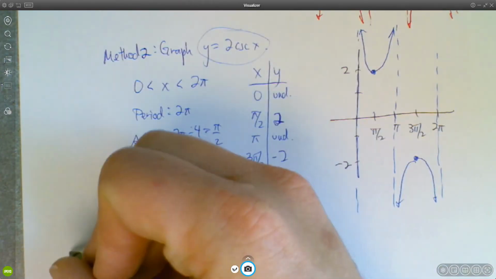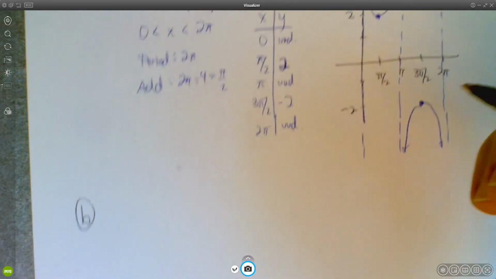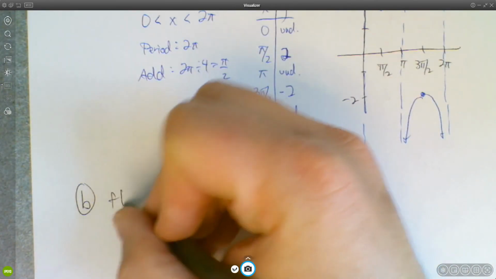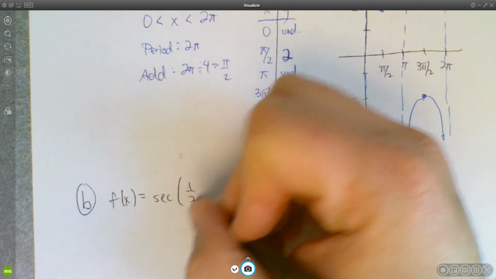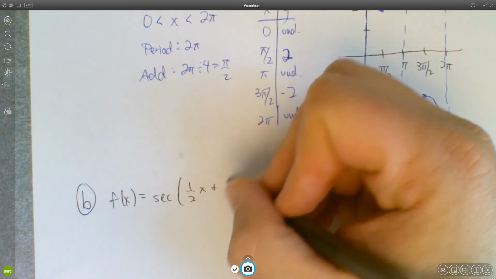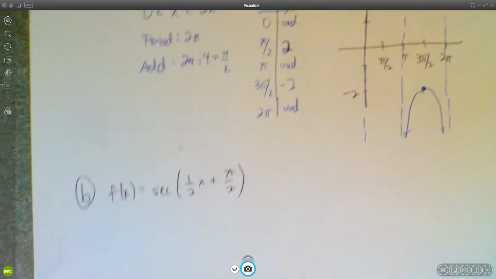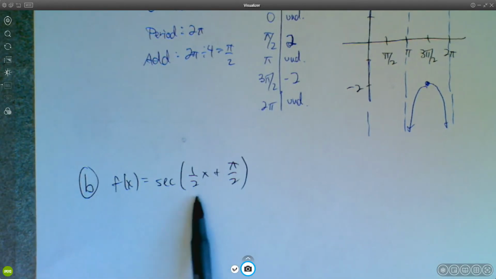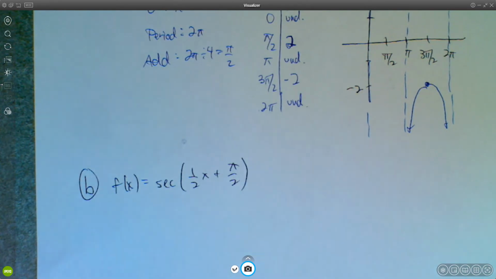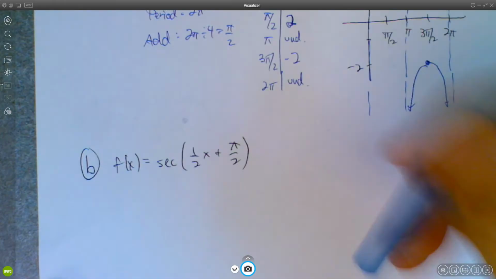So let's do a secant. And we'll make this one interesting: 1/2 x plus pi over 2. So we've got a phase shift. We've also got a horizontal stretch. Okay, so let's do this.